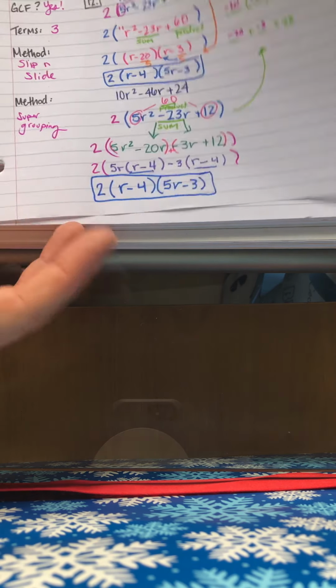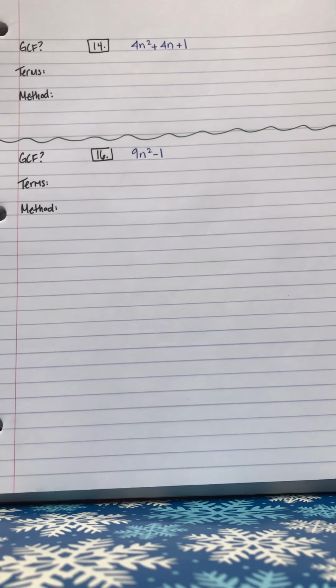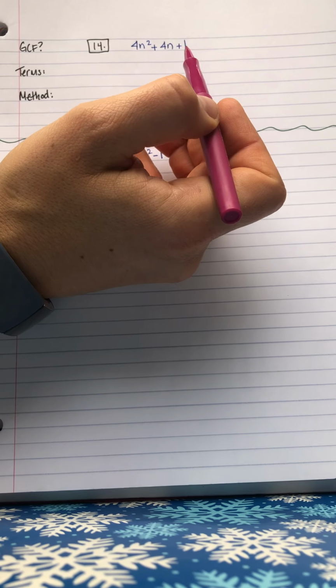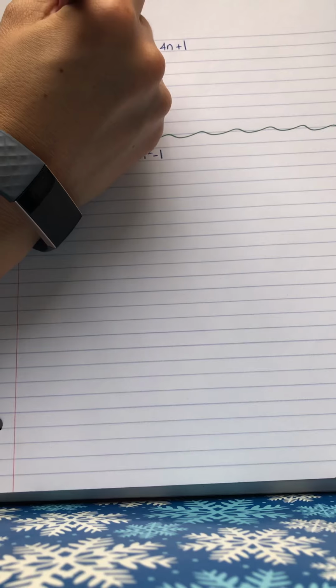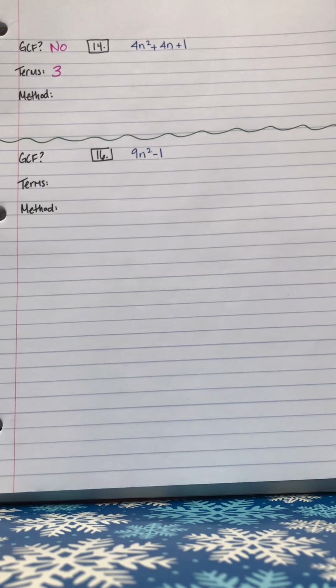We're going to go ahead and end with questions 14 and 16, which are very quick because they are special cases. All right, number 14. Question 1, is there a GCF? Well, because 1 is one of the terms and 1 can only be written as 1 times 1, no, there is no GCF here. There are 3 terms, and there is a leading coefficient, which means I can't use P's and Q's.